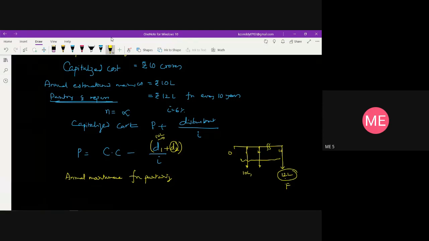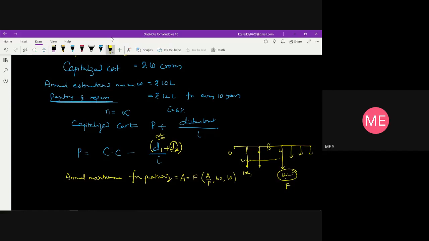So the annuity for this 12 lakhs, that is the annual maintenance for painting. F is given, and we are finding A by F for i equal to 6% and n equal to 10 years. Even after 20 years, the annuity will be the same for this 12 lakhs.